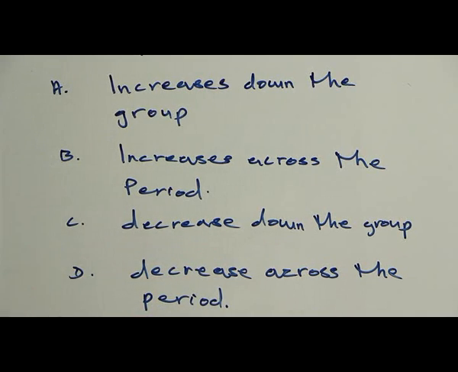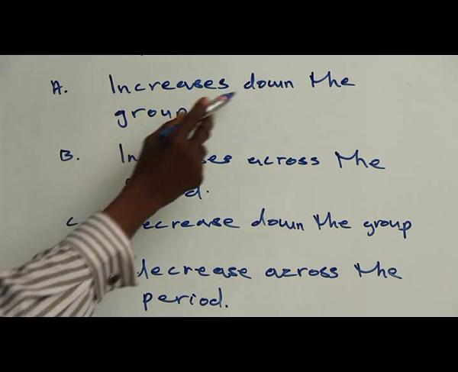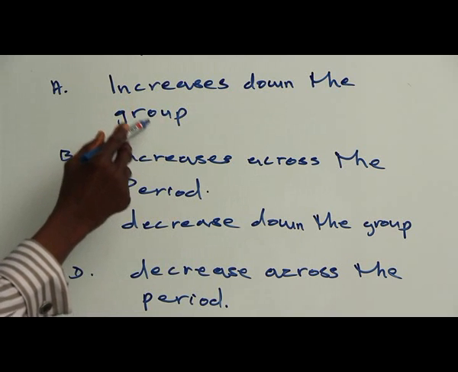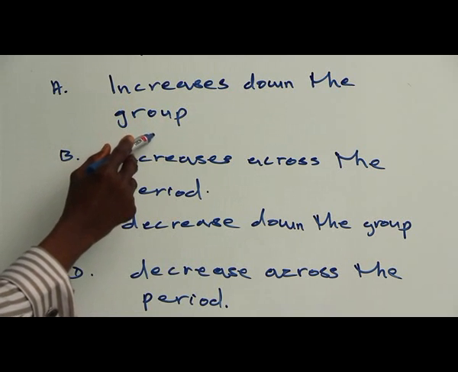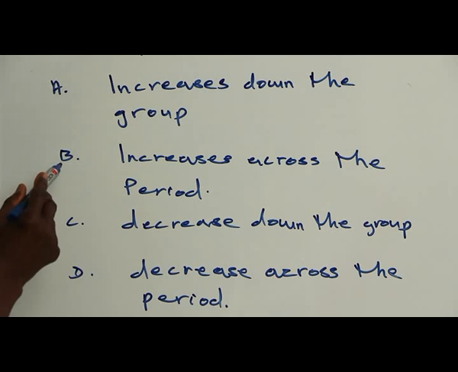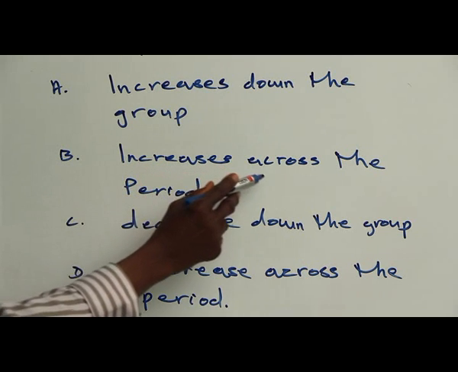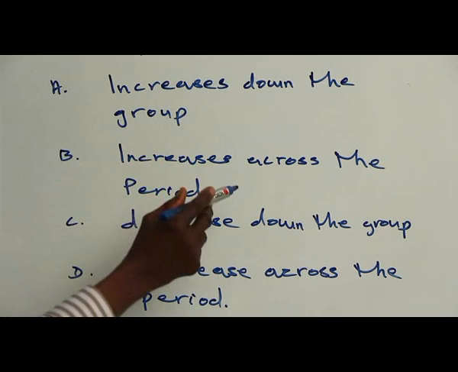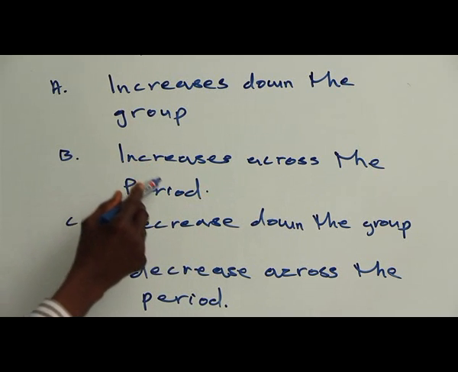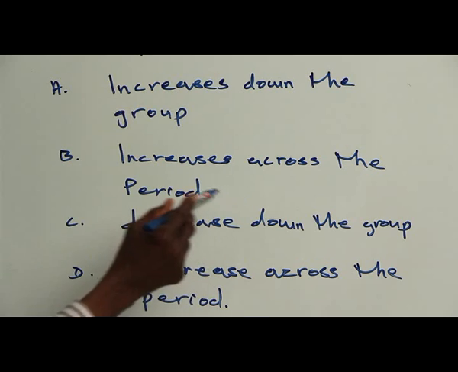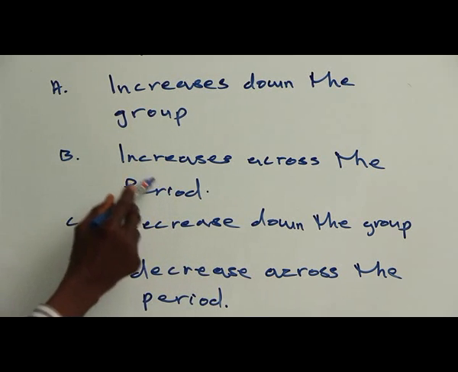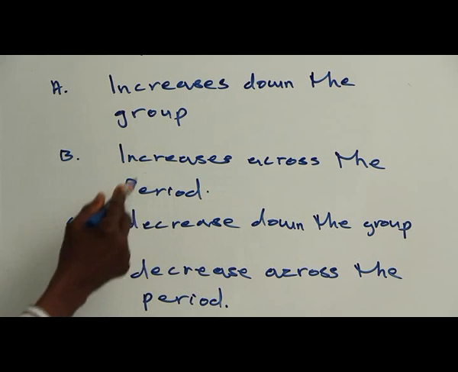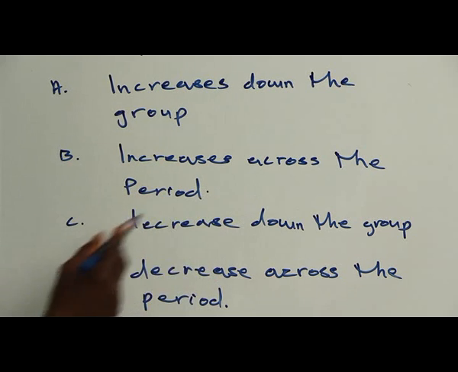Now let's consider option A. They said increases down the group. It cannot increase down the group because as you go down the group, the size of the atom becomes bigger. B. Increases across the period. Yes, as you move across the period, the size of the atom becomes smaller and the effective nuclear charge increases. And so it has that ability to attract electrons to itself and form a negative ion.